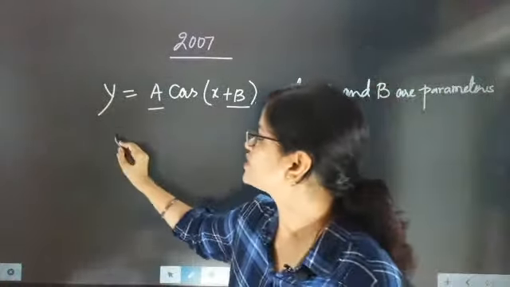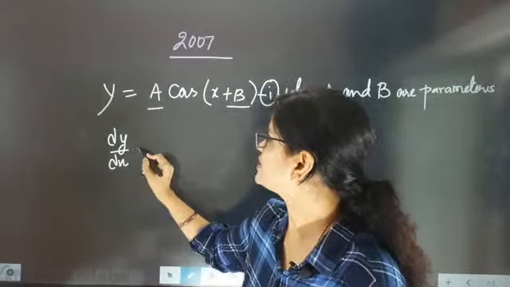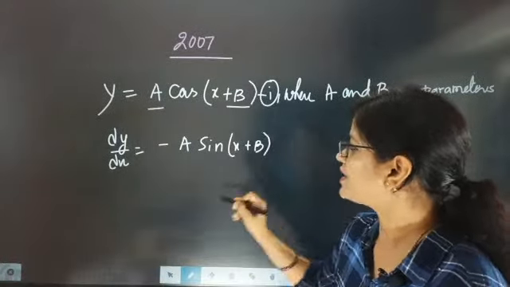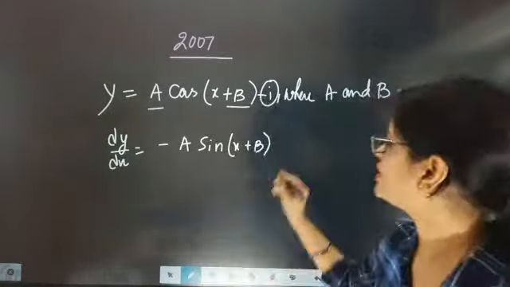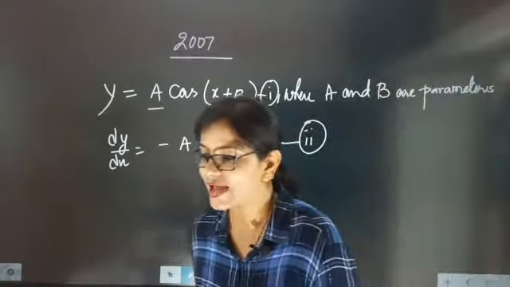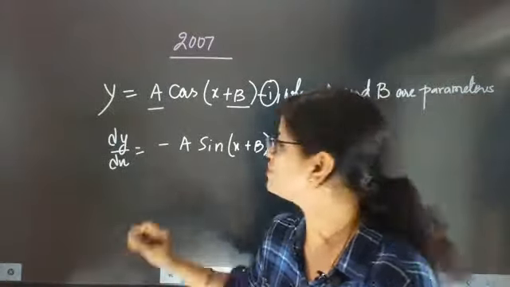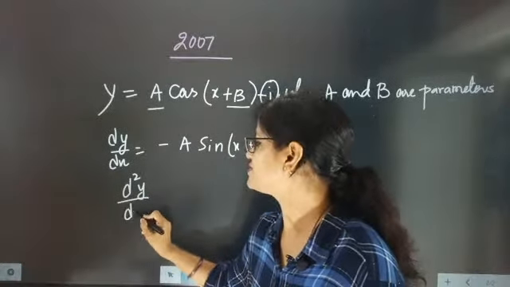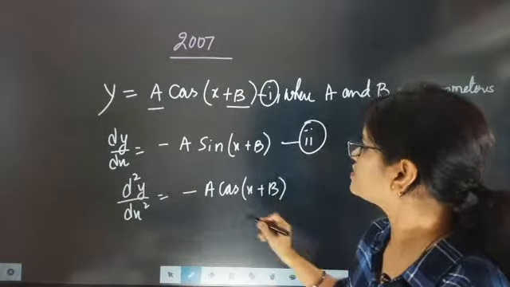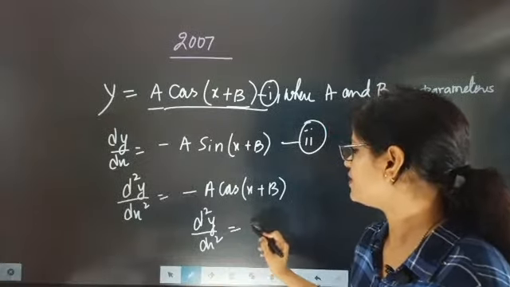Now dy by dx. First we differentiate this equation, take it as equation 1. So dy by dx, Mahesh, quickly tell me. It comes as minus a sin(x plus b). So one time you have differentiated. Now, because 2 parameters are there, one more time we differentiate. So d2y by dx square is minus a cos(x plus b), and a cos(x plus b) is nothing but y. So d2y by dx square equals minus y.